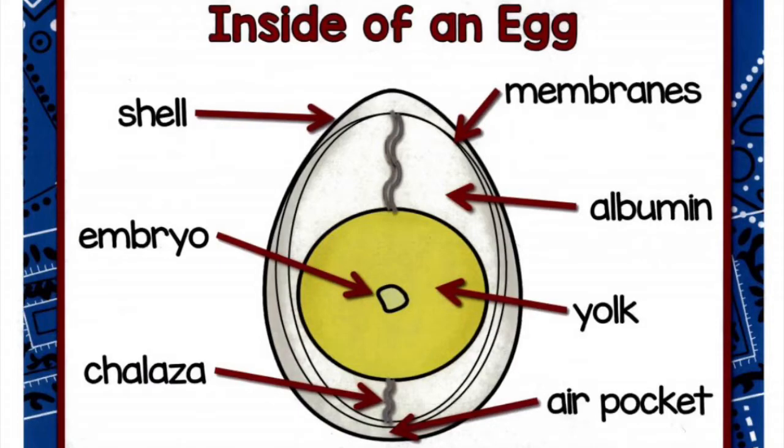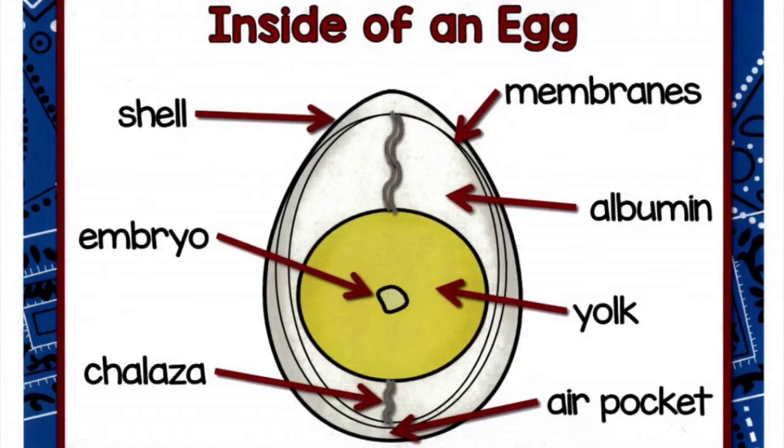The first layer is the eggshell. This is what keeps the inside of the egg safe. Under the shell is the shell membrane. Between the shell membrane and the eggshell, on the larger side of the egg, is the air cell, or air pocket. Inside the egg is the yellow circular center called the yolk.